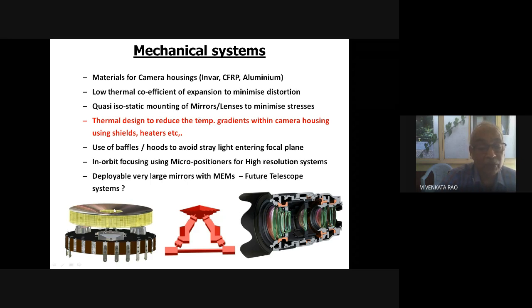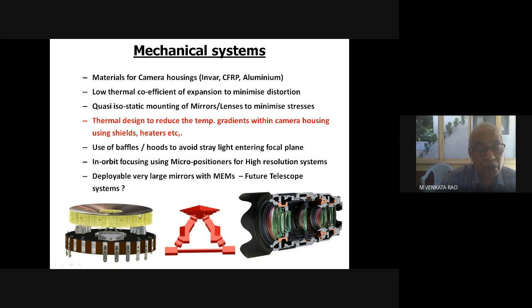Low thermal coefficient of expansion to minimize distortion, and quasi-isostatic mounting of mirrors and lenses to minimize stresses. That is very important. You see, this is, for example, almost a 1 meter diameter mirror, a huge mirror. Of course, this is light-weighted from behind. This is the front light face. Behind, they scoop out the material. Actually, a lot of glass material is removed.